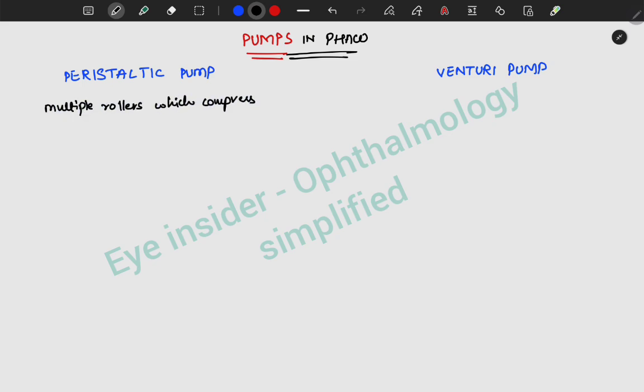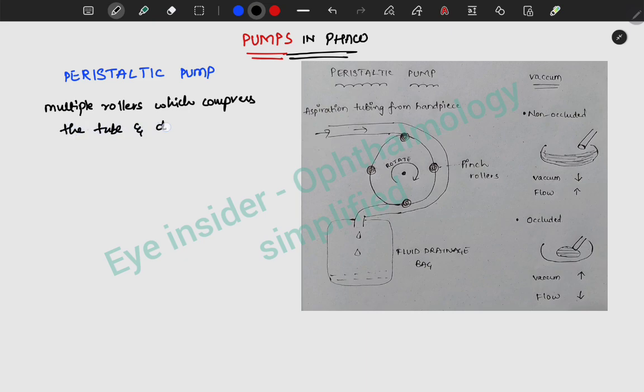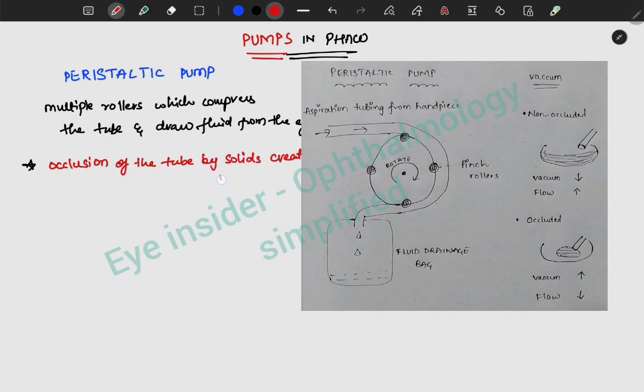So this peristaltic pump uses multiple rollers which compress the tubing and draw fluid from the aspiration tubing of the handpiece and send it to the drainage. So the occlusion of the tube by solids creates vacuum. This is very important to remember: occlusion creates vacuum in a peristaltic pump.